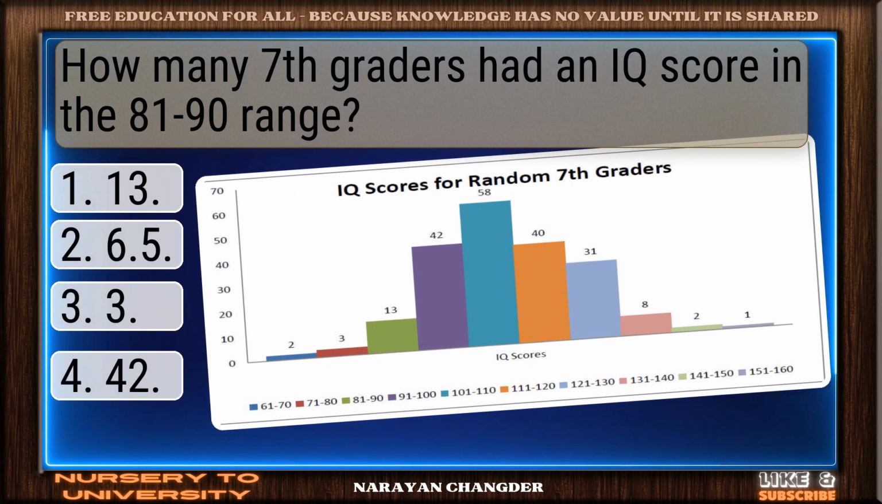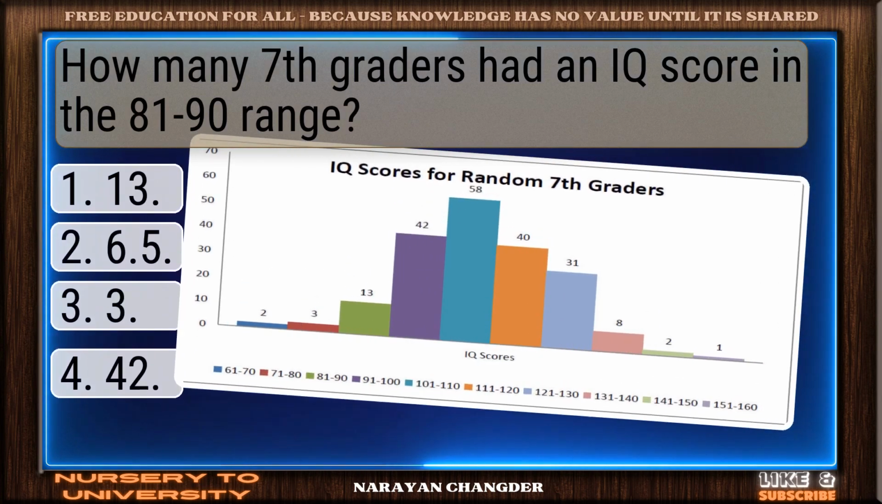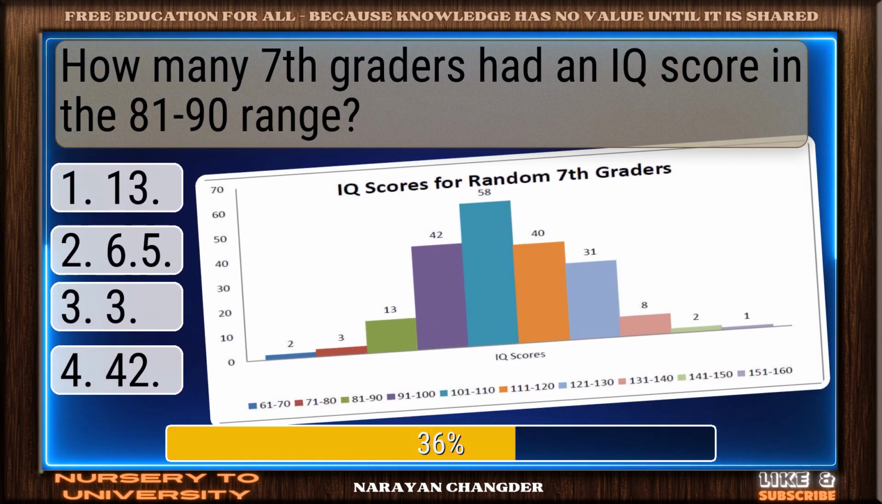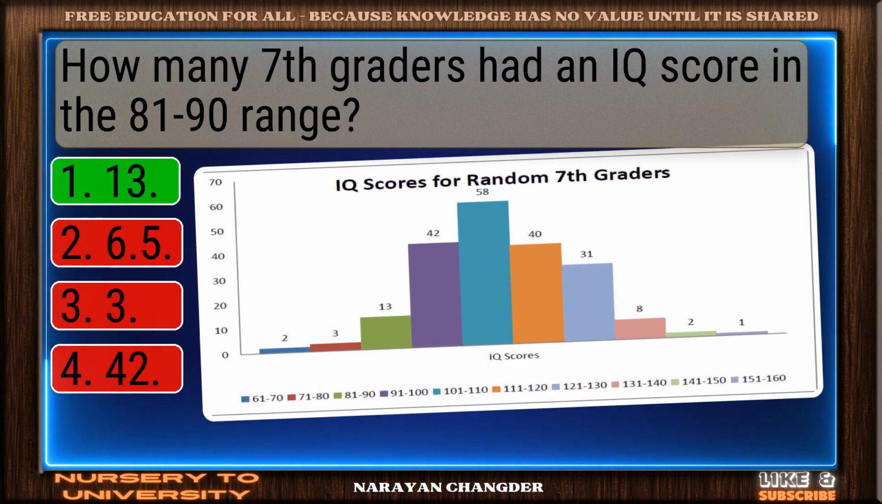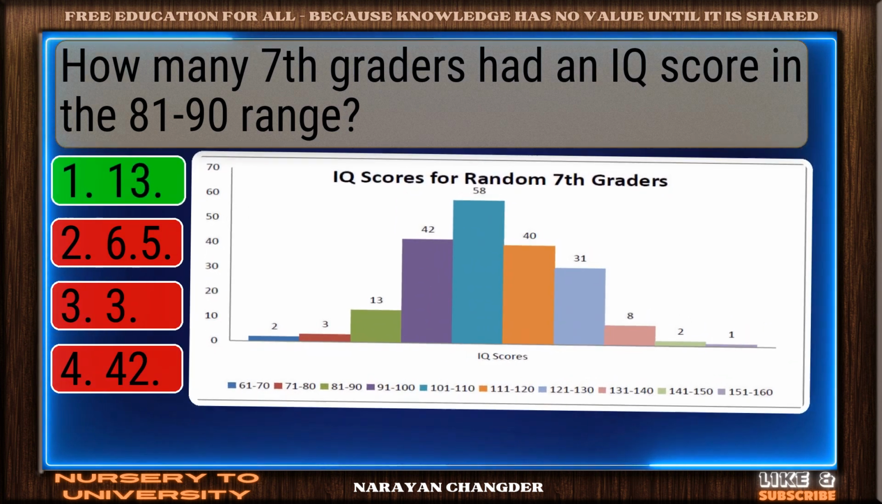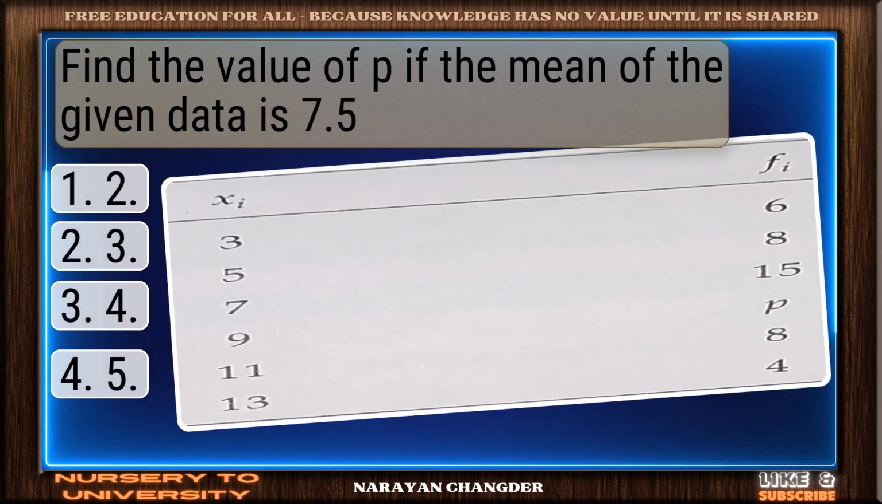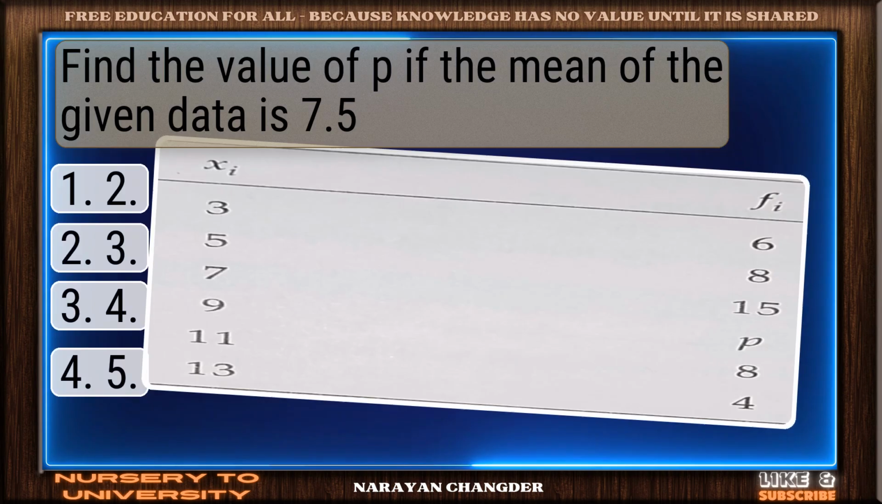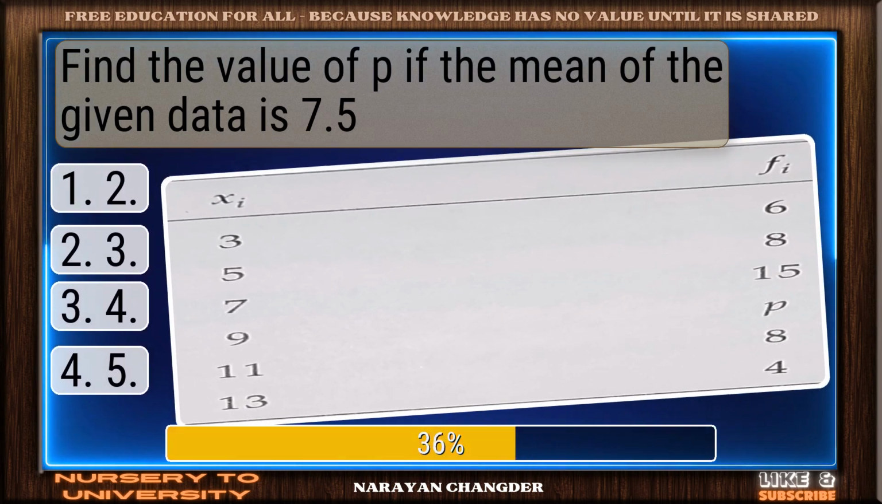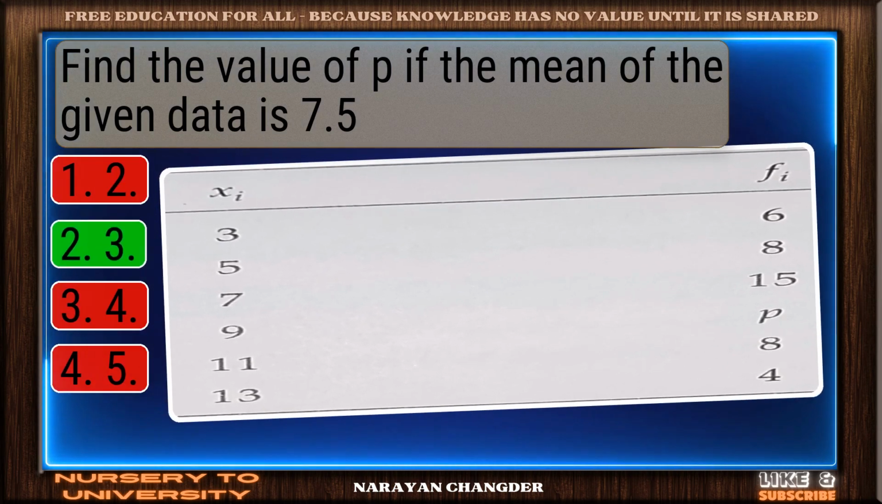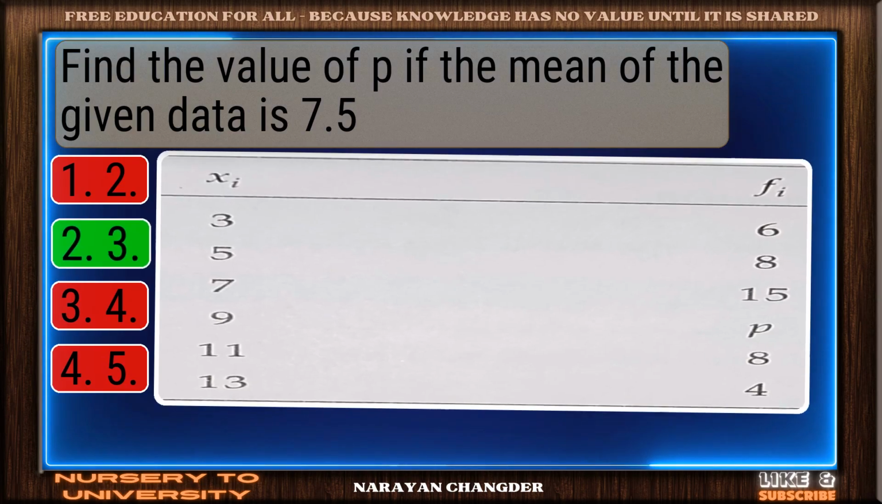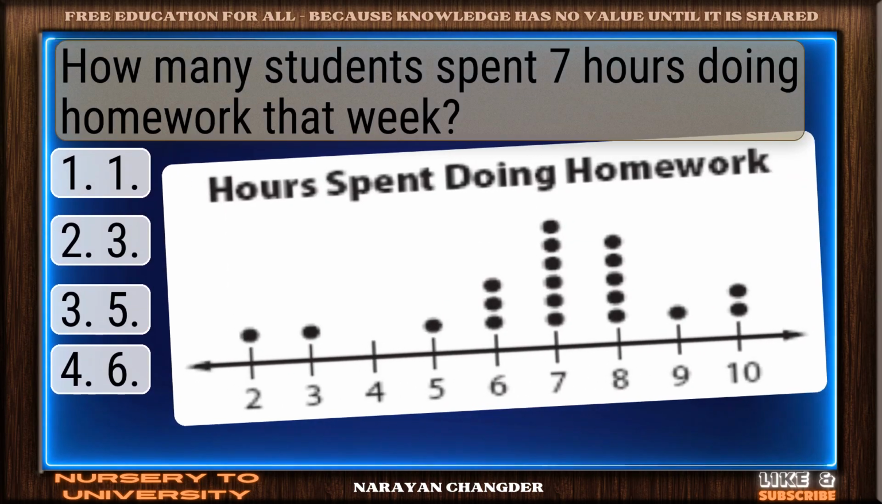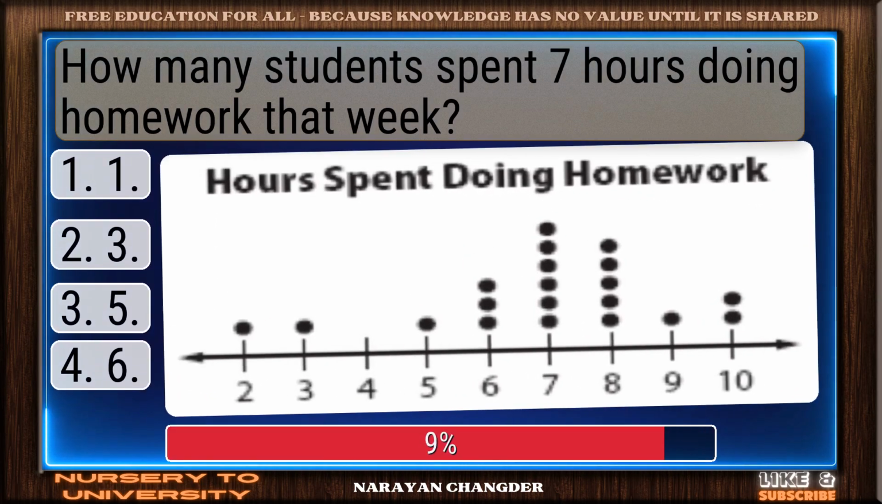How many 7th graders had an IQ score in the 81-90 range? Valid point. 13 is true. Find the value of p if the mean of the given data is 7.5. Exactly. 3 makes sense. How many students spent 7 hours doing homework that week?